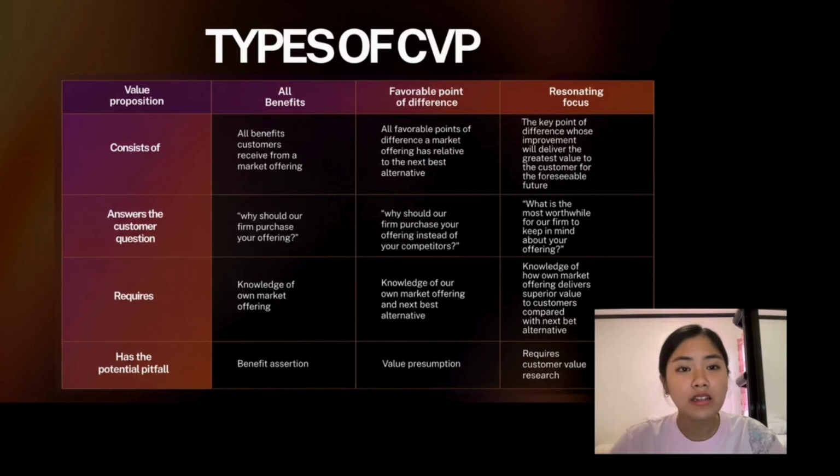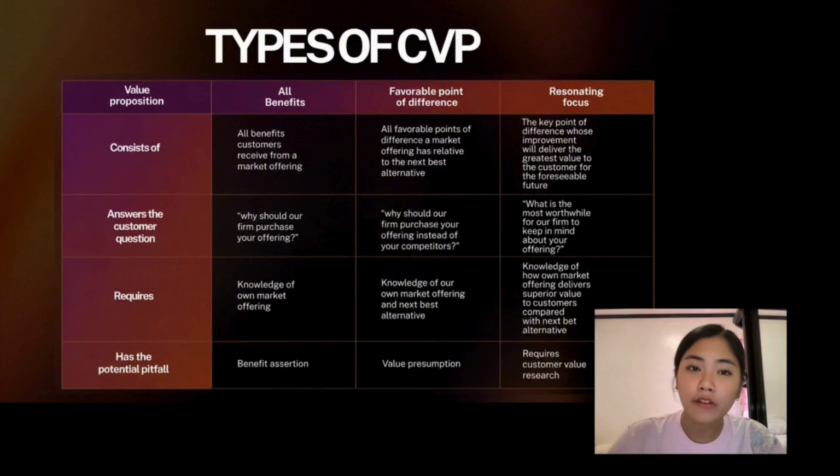This answers the customer question, why should our firm purchase your offering? And it requires the knowledge of our own market offering. So all benefits refers to including all of the benefits in your CVP. It just lays out everything, all of the good features that your product is offering for the customer. However, there is a potential pitfall. It is the benefit assertion. So you may mention the benefit that customers don't actually care about.